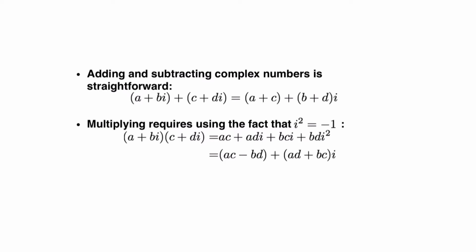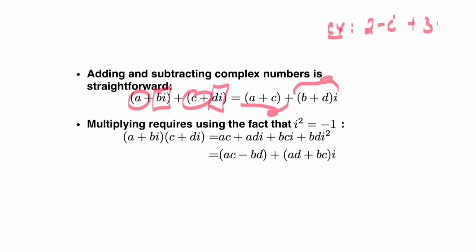Adding and subtracting complex numbers is very straightforward. All we do is take the real part of the numbers we want to add and combine them together. And then we take the imaginary parts of the numbers we want to add and combine those together. So for example, 2 minus i plus 3 plus 2i is simply 5 plus i, because I add the real parts 2 and 3 and the imaginary parts minus i and 2i.